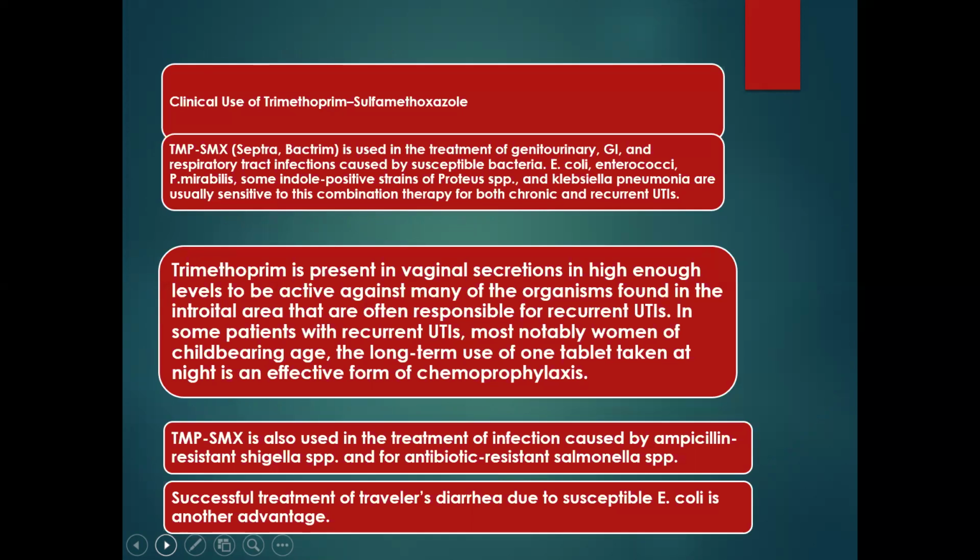Clinical use of trimethoprim and sulfamethoxazole, also abbreviated as TMP-SMX. The brand name of these drugs is Septrin or Bactrim. This drug is used in the treatment of genitourinary diseases, that is, diseases that affect the genitals and the urinary tract, the gastrointestinal, and respiratory tract infections caused by any of those organisms we mentioned earlier, such as Escherichia coli. Escherichia coli can cause genitourinary diseases.